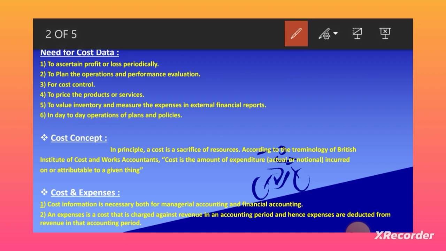Need for cost data. Enterprises may be either a profit making or a non profit making organization. If they are a profit making organization, one of their primary objectives is to operate at a profit. Non profit organizations are generally providers of services. First one is to ascertain profit or loss periodically, to plan the operations and performance evaluation.